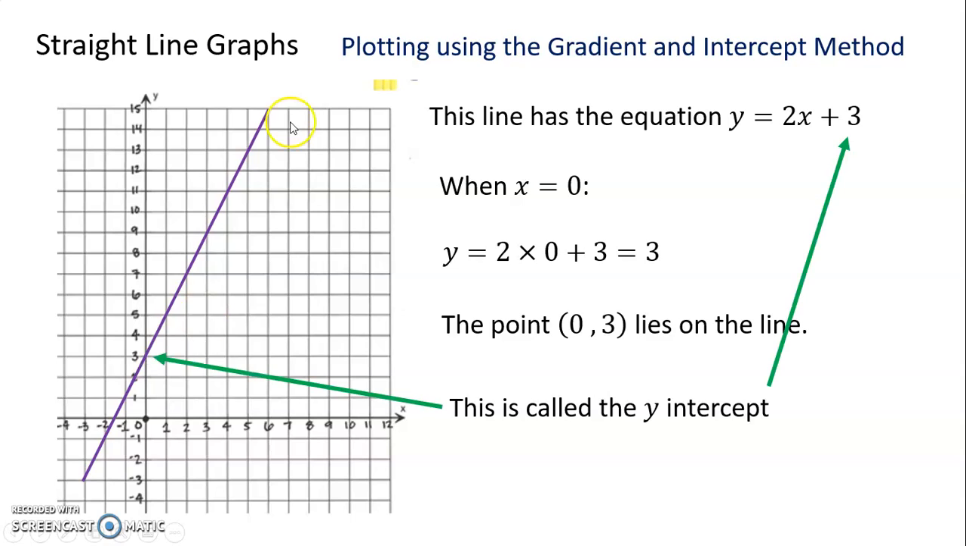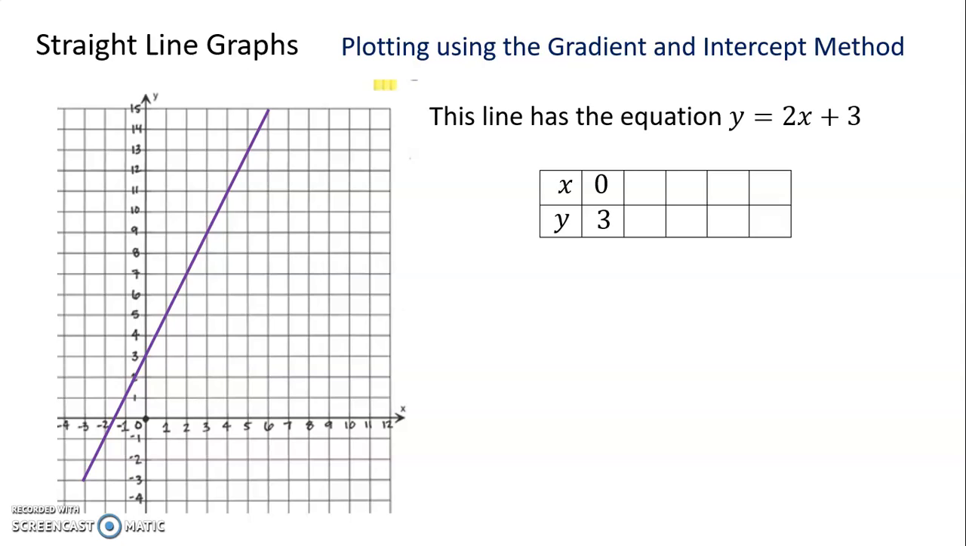And also, whenever x is 0, you're going to lose this part of your equation. That value is always going to be 0 there. So at that point, y is always just going to be equal to this constant at the end. So whenever we look at a straight line graph, we know this constant at the end is where it will cross the y-axis.